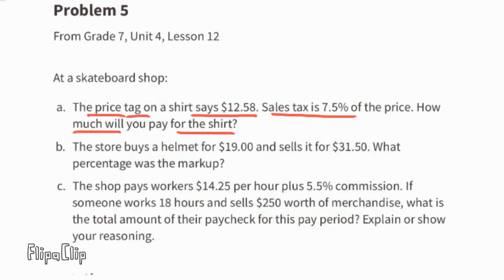Problem number 5. From 7th grade, Unit 4, Lesson 12. At a skateboard shop, A. The price tag on a shirt says $12.58. Sales tax is 7.5% of the price. How much will you pay for the shirt?